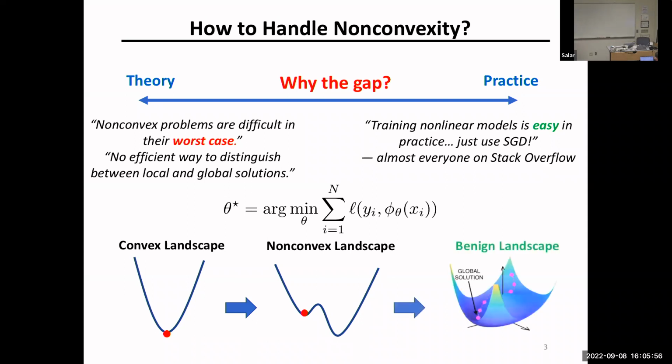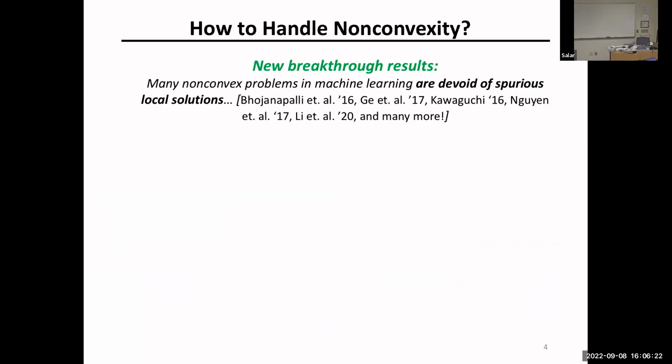This observation very recently gave rise to a new paradigm in optimization, which is called benign landscape: problems that are devoid of, or free of, spurious local solutions or undesirable suboptimal solutions. So the real question is not about convexity versus nonconvexity. It is about whether or not we have bad local solutions in the problem. This leads to another question: do we have benign landscape in optimization?